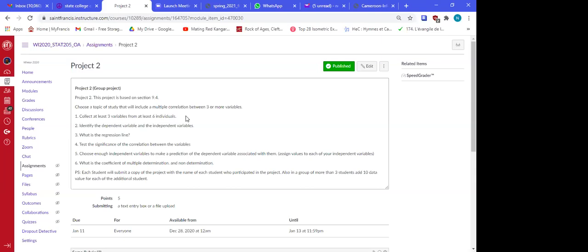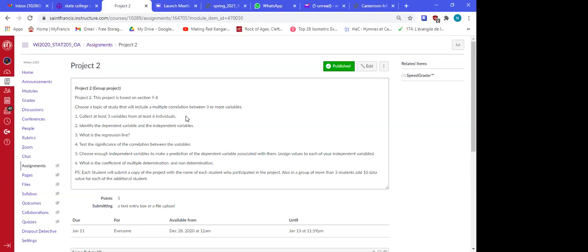Five, choose enough independent variables to make a prediction of the dependent variable associated with them. What this means is, in our example, you had 4 variables. Test score is the dependent variable. That is what you want to predict. Then you choose one of your data from any of the individuals, or you can make it up. For length of time of sleep, maybe x equals 6 hours. Length of time of study, maybe x equals 2 hours.